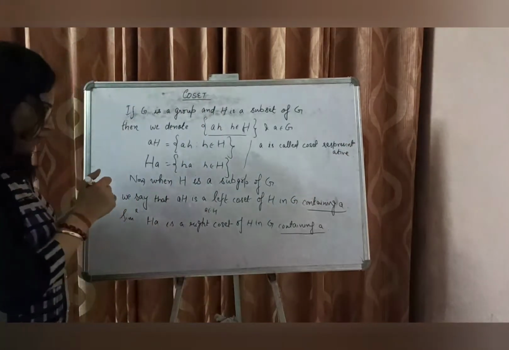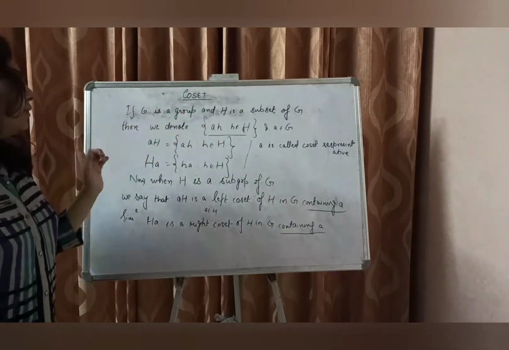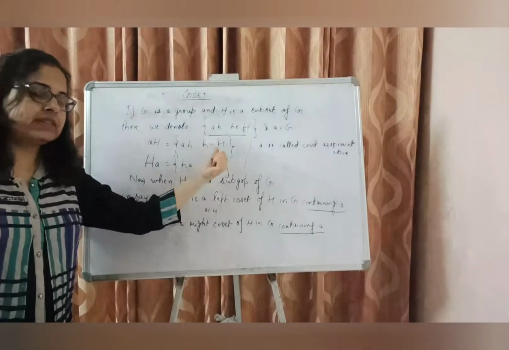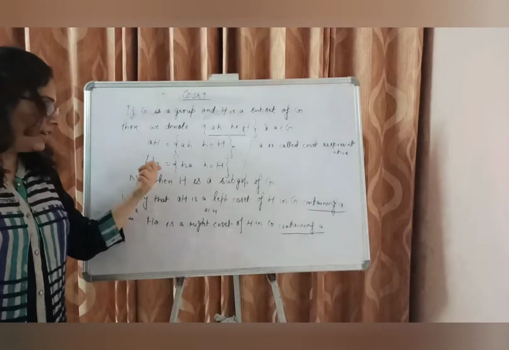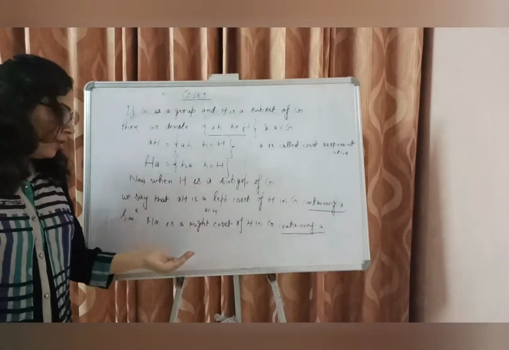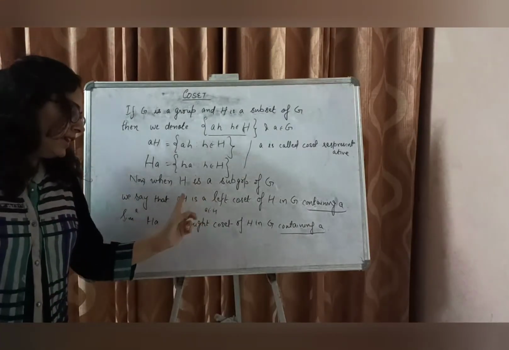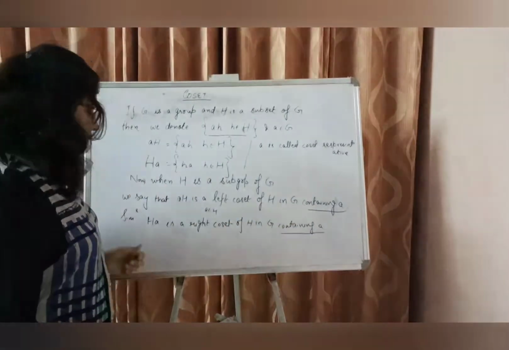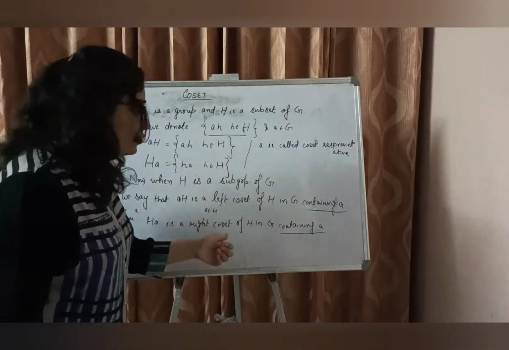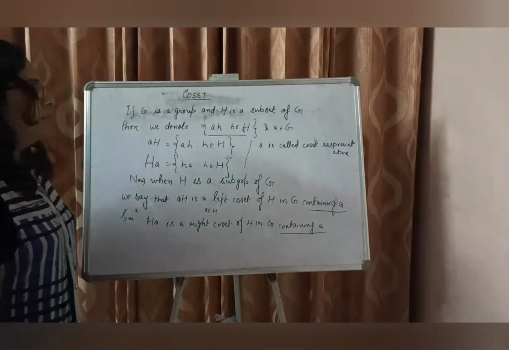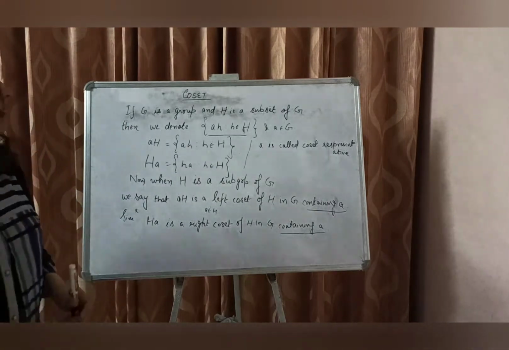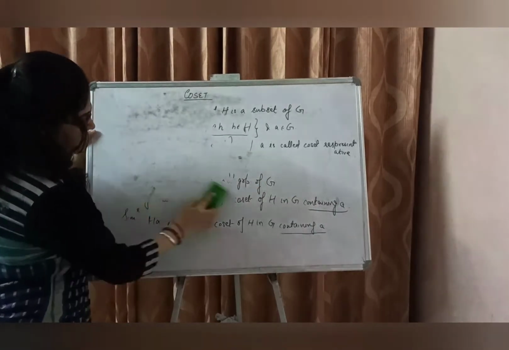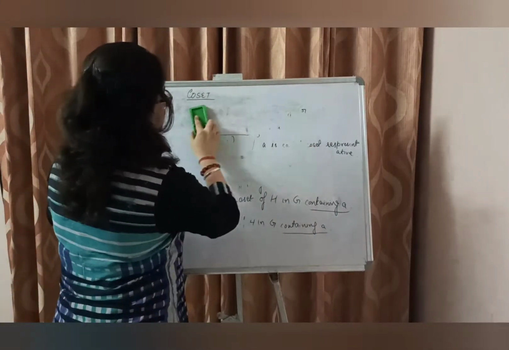Alright. So, if G is a group and H is any subset of G, we denote aH as a into small h, where h is any element of H. Similarly, we define Ha. Now, when H is a subgroup of G, then we say that aH is a left coset of H in G containing a, and we will prove that this contains a. Similarly, Ha is a right coset of H in G containing a. Okay, so let's take some examples of cosets.